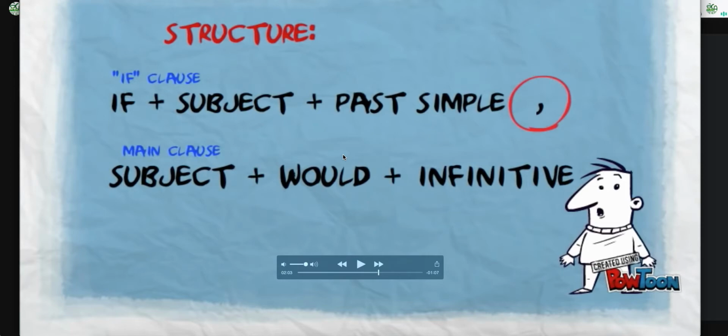You have other words that you can use instead of would. What do you think? You have would, you have could. What else? What can you imagine? Might. Not may, but might. Any other one? Come on. No, not have to.